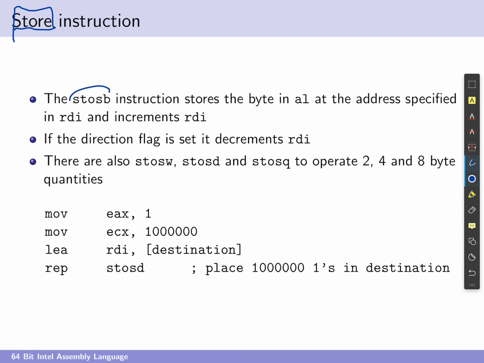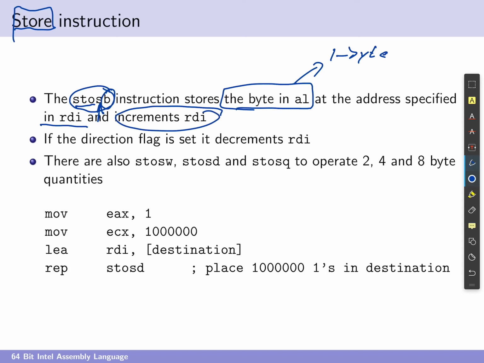Here we have stosb, so STO for store, a string instruction, of size 1 byte. In the case of stosb, it will store the byte that is currently in AL, because AL corresponds to 1 byte, at the address specified in RDI. Remember, RDI is often our destination register, so the same thing applies here. And it will increment RDI by 1.